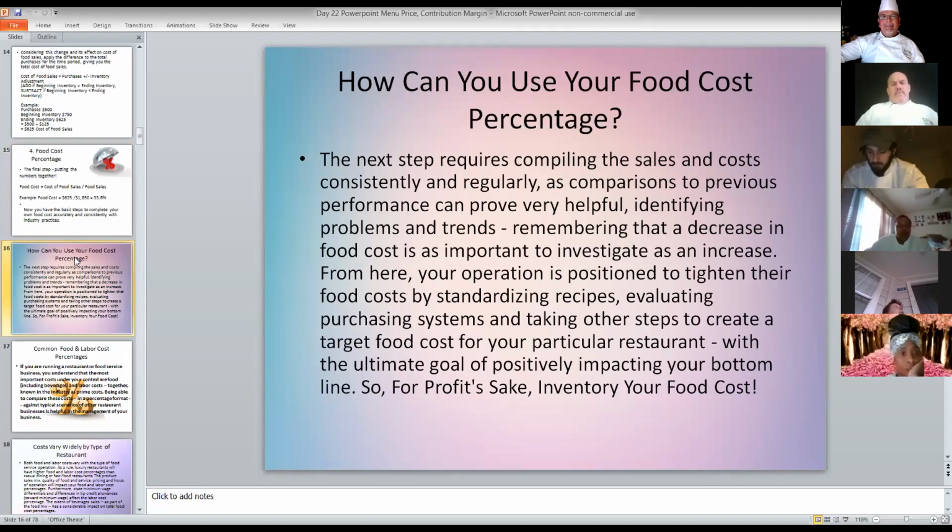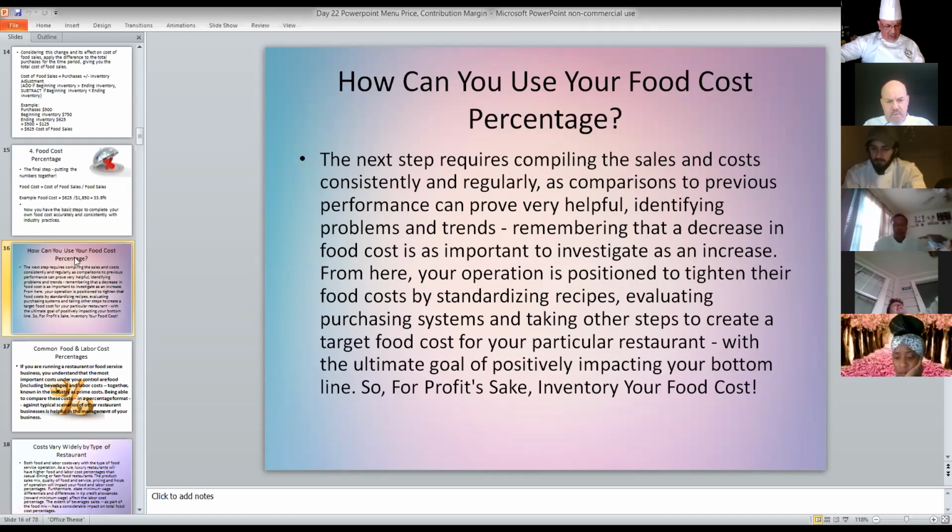Like I said, if it's too low or if it's too high, you've got to investigate. Why is it too low? How come? From here, your operation is positioned to tighten its food costs by standardizing recipes, evaluating purchasing systems, and taking other steps to create a target food cost for your particular restaurant, with the ultimate goal of positively impacting your bottom line. So for profit's sake, inventory your food costs.